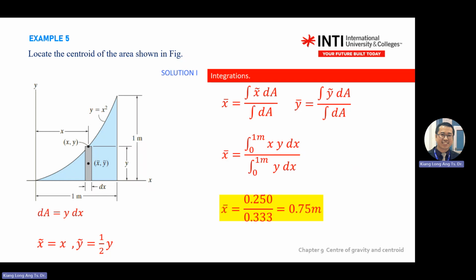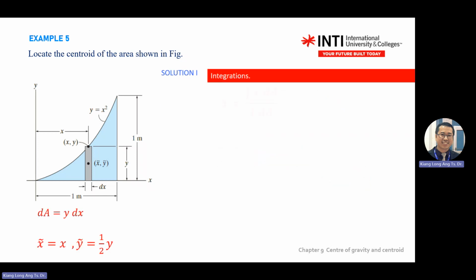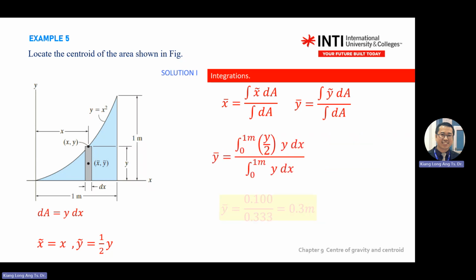Okay, 3 steps. First, differential element. Second, area and moment arm. Third is doing the integration. Careless mistakes are usually the limit, and also forgetting to substitute the equation. Okay, this is solution number 1, with method number 1. Apply for y also. For y, a careless mistake will be forgetting to refer back to the diagram. Here, your y bar, y curly, is half y.